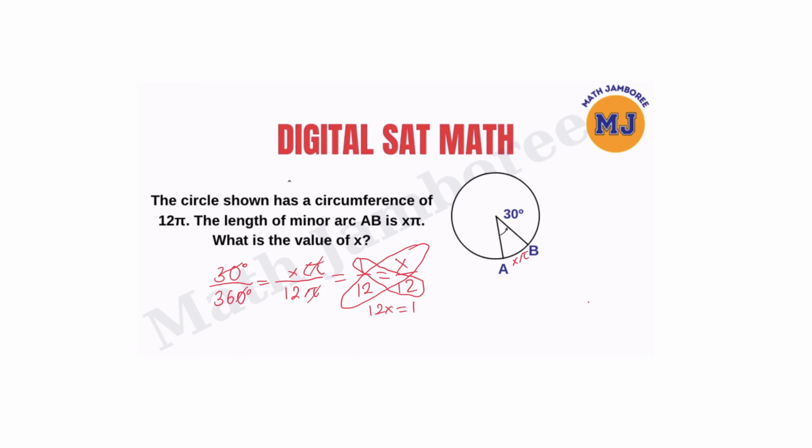12x will be equal to 12. Divide both sides by 12 again to get the x by itself. Therefore, x will be equal to 1. So our answer is 1 for this specific question.